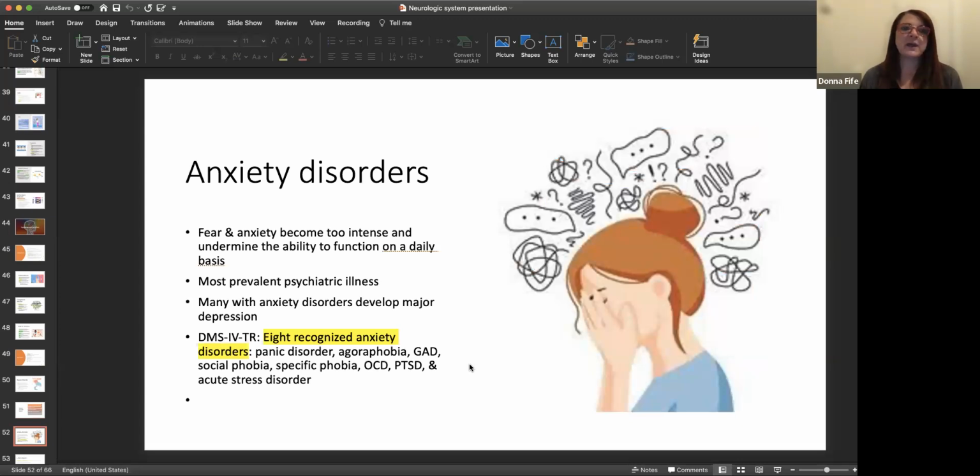Anxiety disorders: fear and anxiety become too intense and undermine the ability to function on a daily basis. This is the most prevalent psychiatric illness, and many people with anxiety disorders develop major depression. In the DSM-IV-TR, there are 8 recognized anxiety disorders: panic disorder, agoraphobia, generalized anxiety disorder, social phobia, specific phobia, OCD, PTSD, and acute stress disorder.